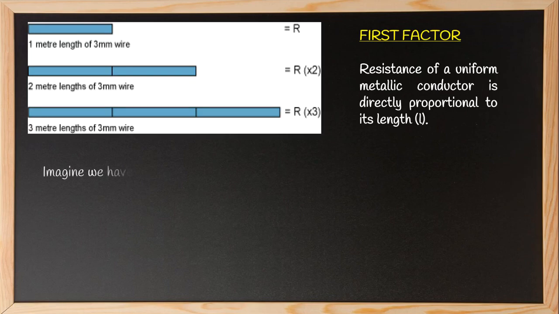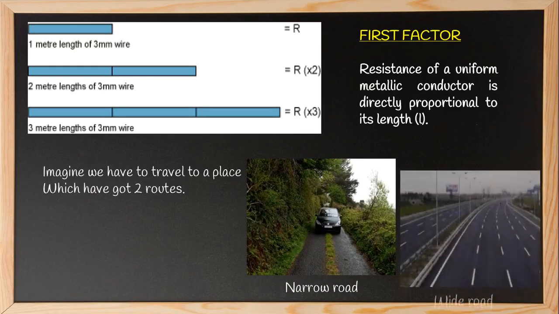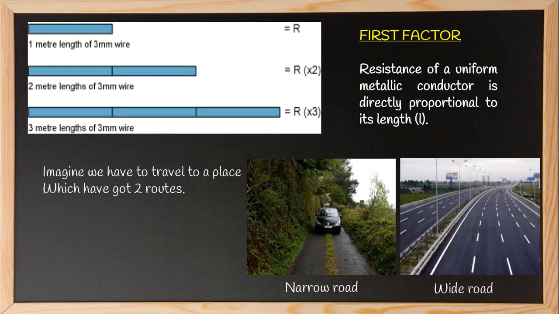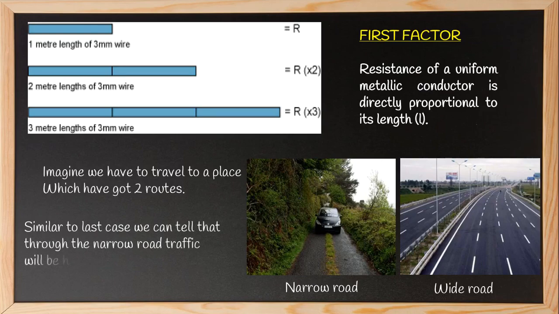Now just imagine that we have to travel to a place which has two routes. What are those two routes? These are the two routes. One is a narrow road and the other one is a wide road. Similar to the last case, through the narrow road, traffic will be high, whereas it will be less on wide roads, because in a narrow road just one vehicle can fit in, so it will take a lot of time and there will be a lot of traffic. But if you take a wide road, then you can reach the destination faster.